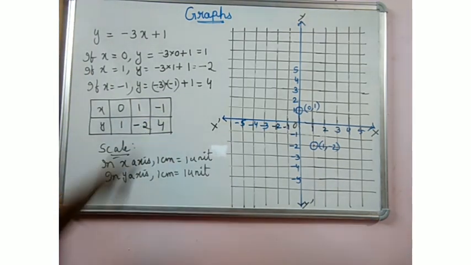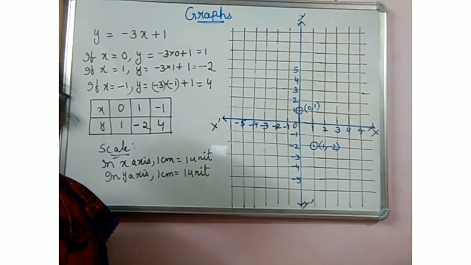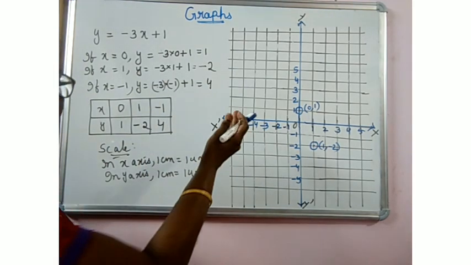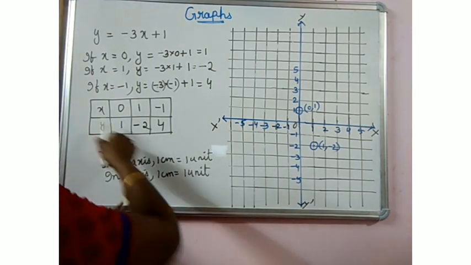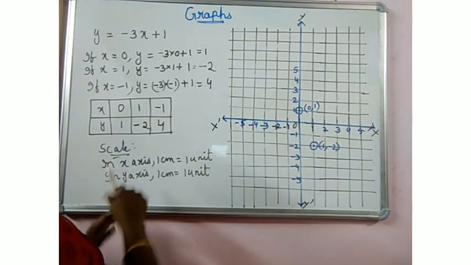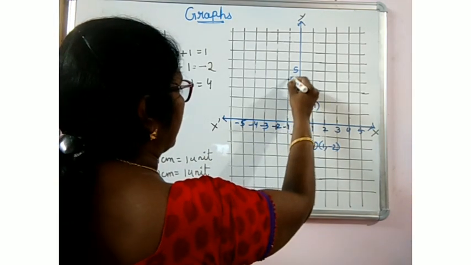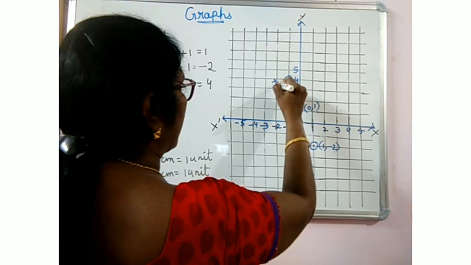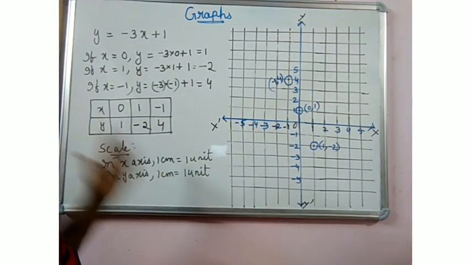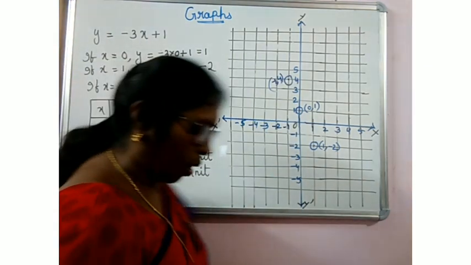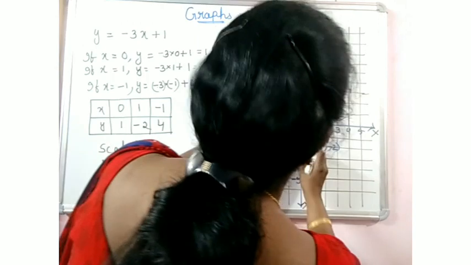And here when you take the points, at least 3 pairs of numbers you have to take. More than 3 you can take, but at least 3 pairs you have to take. And another one is minus 1, 4. X coordinate is minus 1, y coordinate is 4. So I have plotted the points, and now let us join all these points.